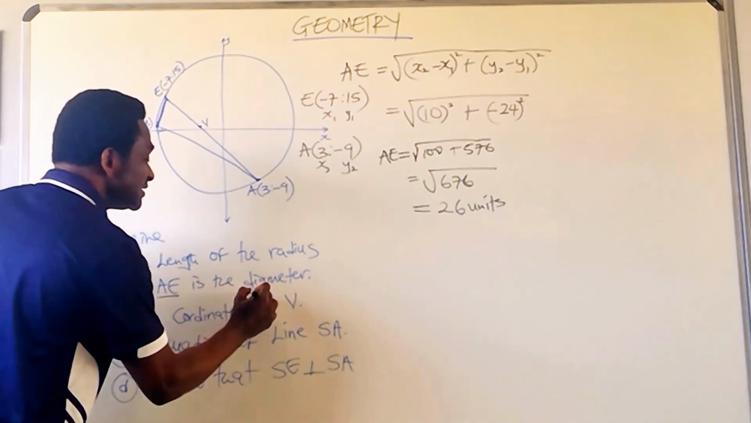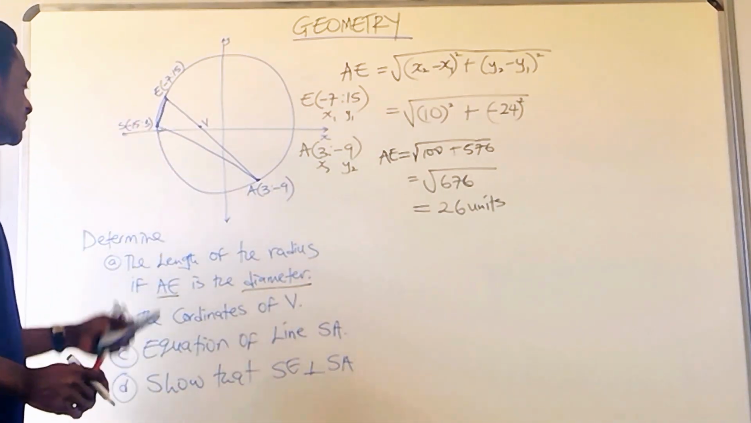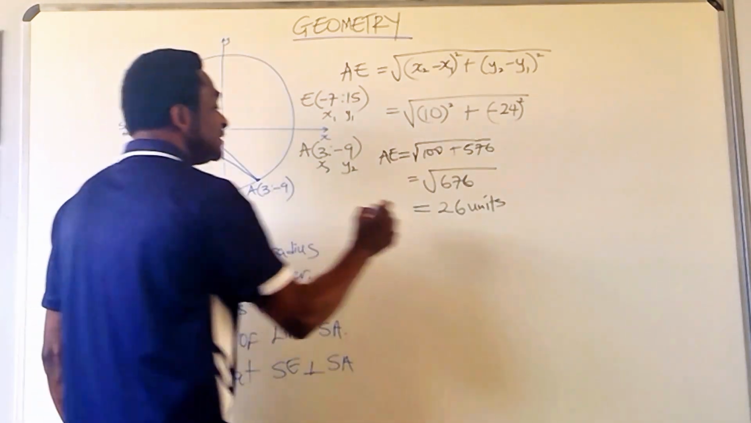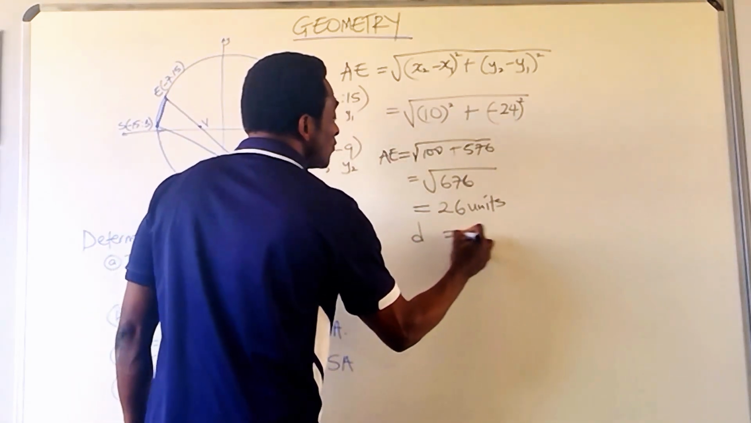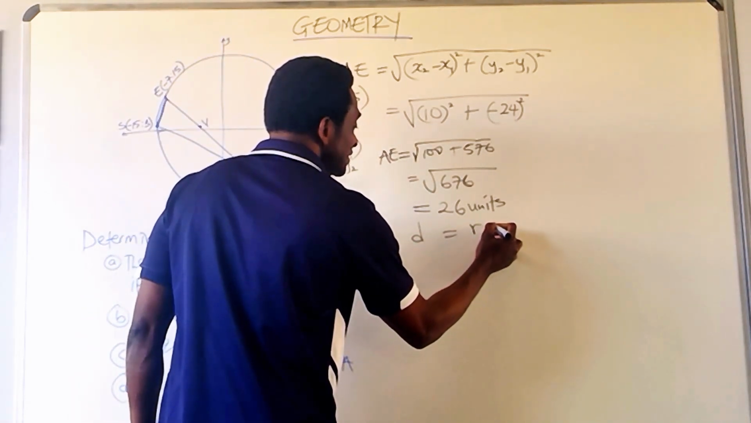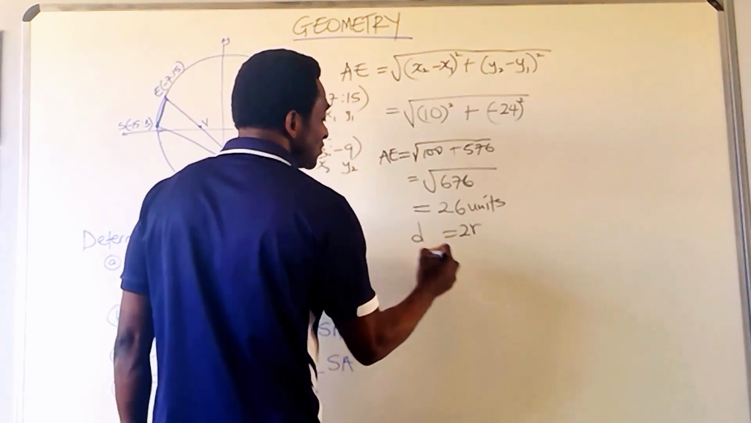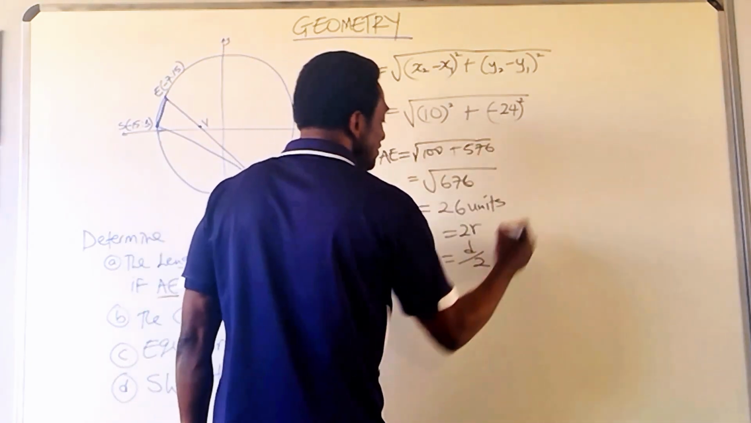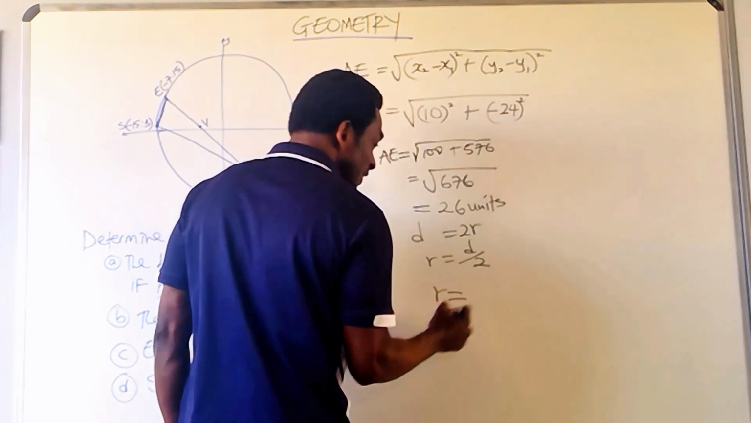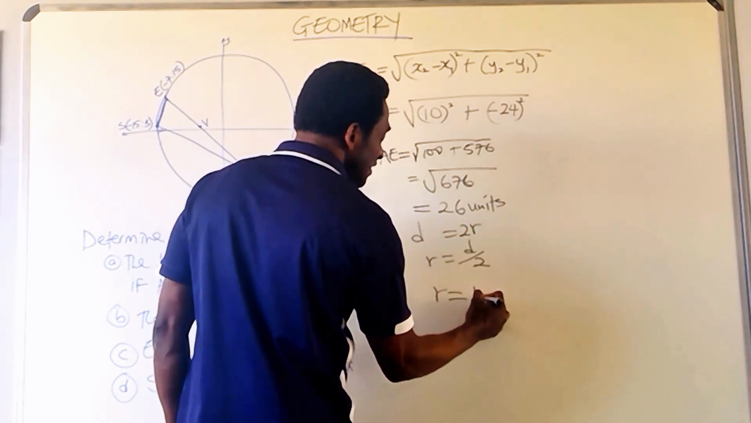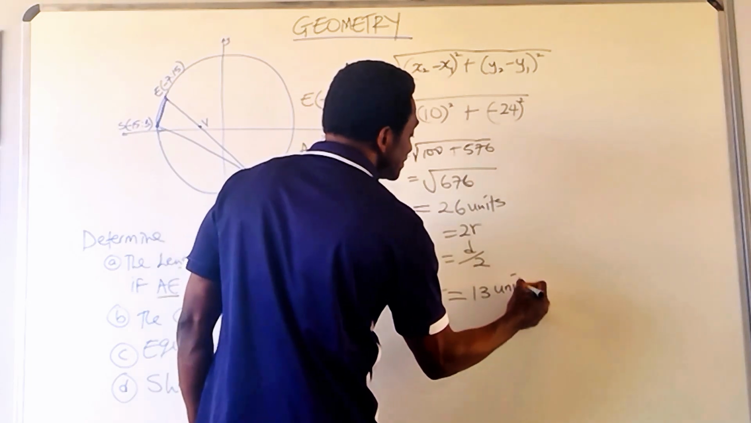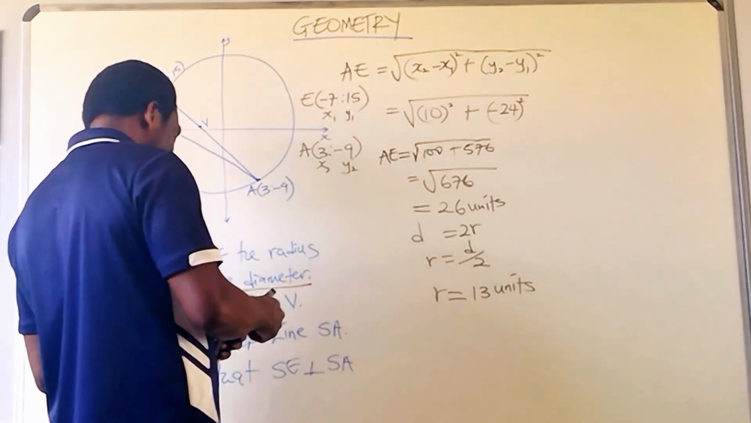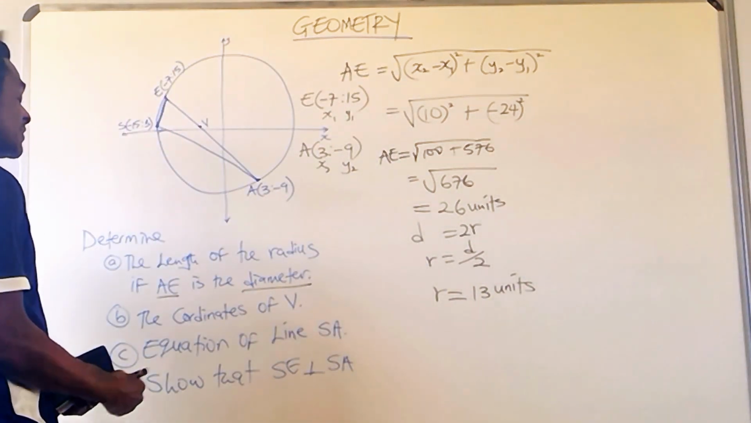AE given is the diameter, not the radius. Remember that the diameter is equal to radius plus radius. So the radius will be the diameter divided by 2. So the radius for the circle will be 26 divided by 2, which is 13 units. So that is what we have here.